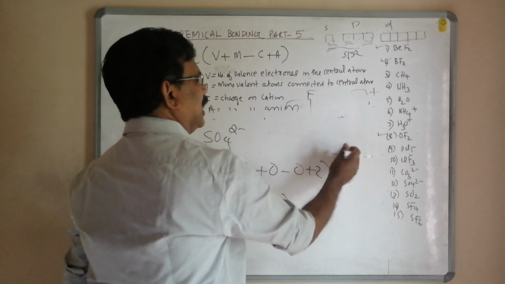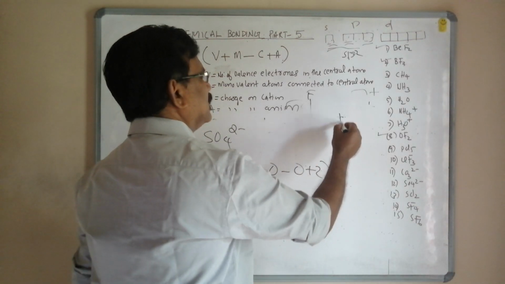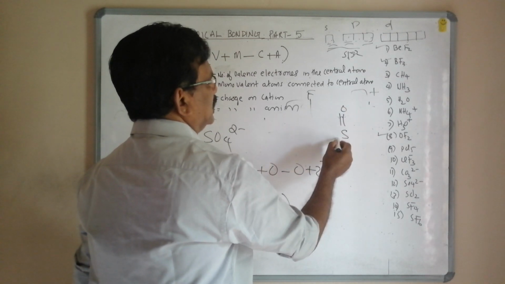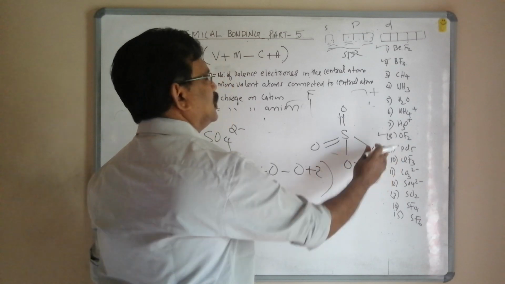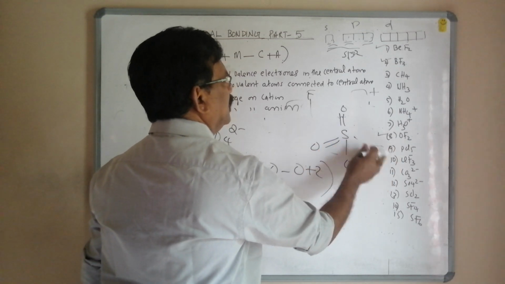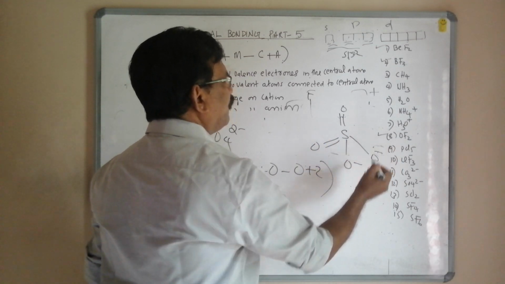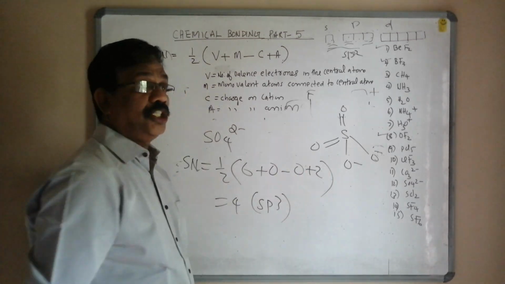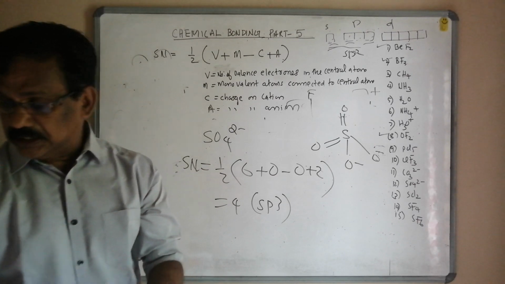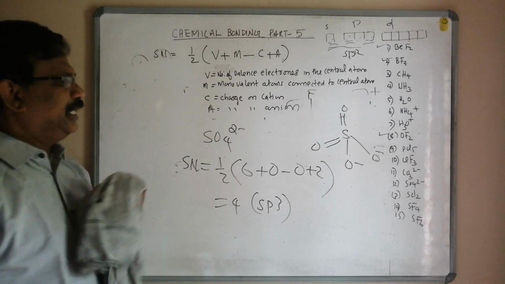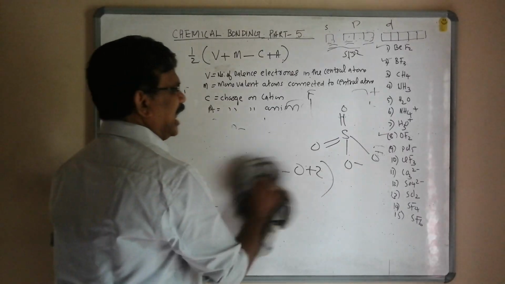So shape tetrahedron. SO4 2 minus, a shape tetrahedron. Sulfur is under which hybridization? sp3 hybridization. 4 hybrid orbitals around sulfur. This is SO4 2 minus. Next, sulfur dichloride.